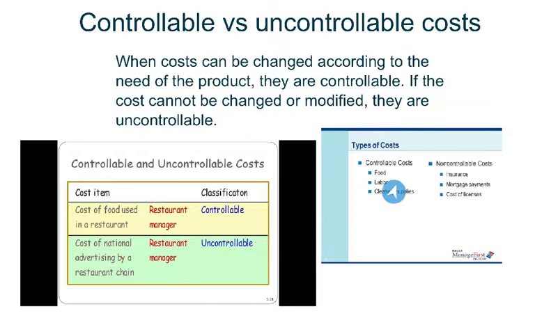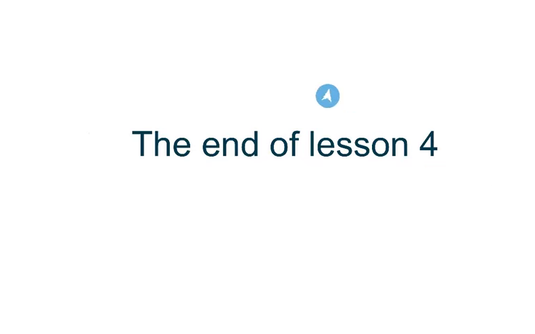There's also a few examples. Controllable will be your food, your labor and cleaning, but non-controllable or uncontrollable will be your insurance, your mortgage payments. These are interest if you have a loan, or your licenses. Those will still be there. You can't control these, but you can control the prices of the controllable costs, like your food and labor. And this is then the end of lesson 4.